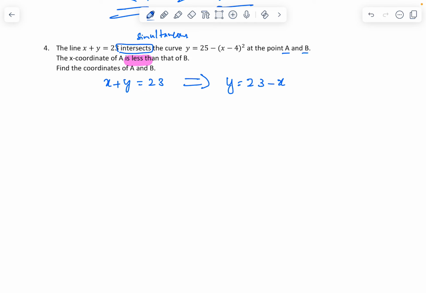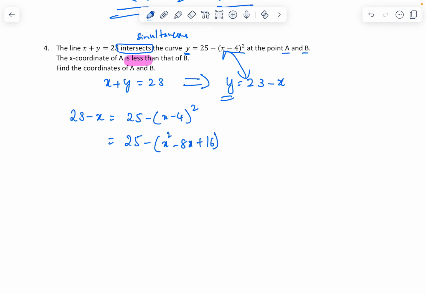So now I'm going to equate these two equations, since this is also y and this is also y. So 23 minus x is equal to 25 minus x minus 4 whole squared. I will expand this: it becomes 25 minus x squared minus 8x plus 16 is equal to 23 minus x. So I will expand this further. This gives me negative x squared plus 8x minus 16 is equal to 23 minus x.